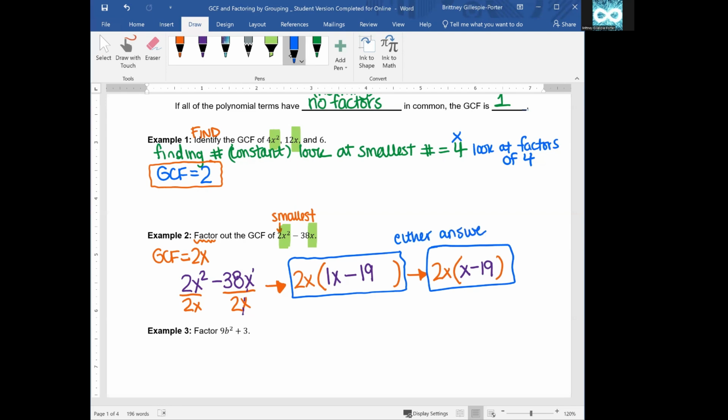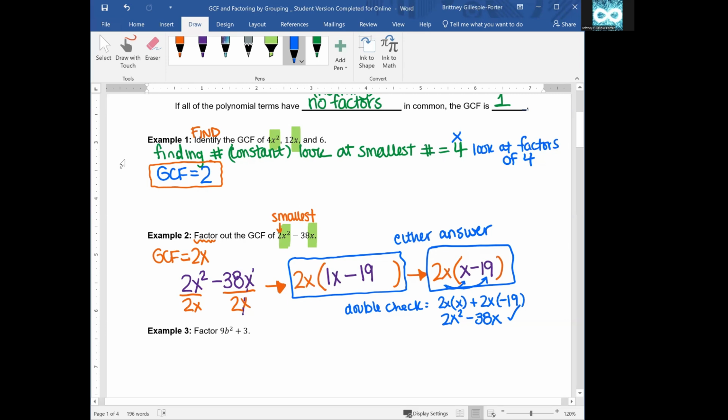If you want to double check your answer, you are going to redistribute. You're going to multiply it back through. So you're going to have 2x times x plus 2x times negative 19. And when you simplify this or do the multiplication, 2x times x gets us 2x squared. 2x times negative 19 gets us negative 38x. We're back to the original, so our answer is good to go.